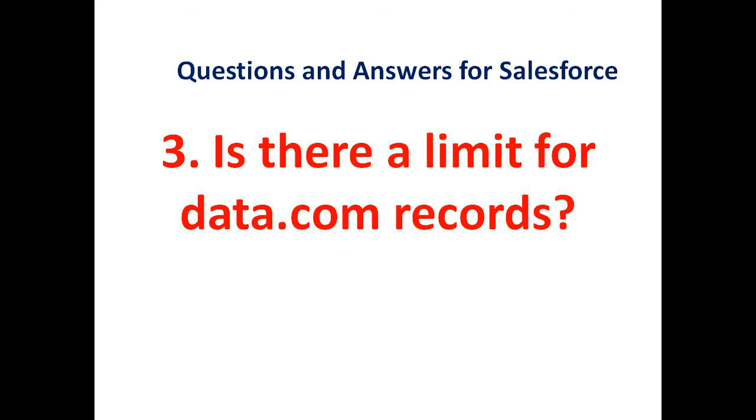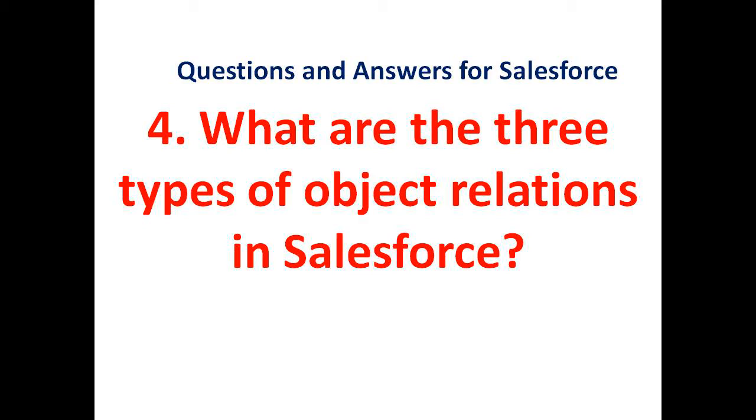What are the three types of object relations in Salesforce? The three types of object relations in Salesforce are one to many, many to many, and master detail. The relation types are quite logical once the user becomes familiar with the software program.